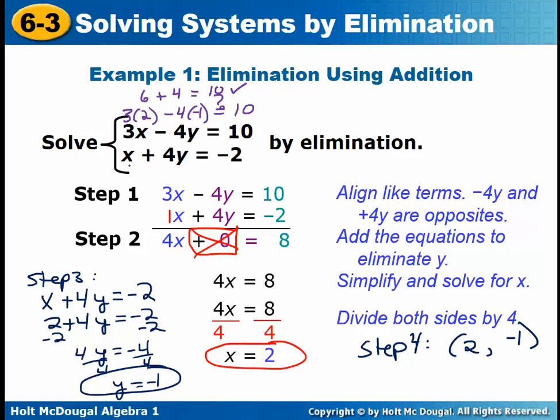But I also have to check it in the second equation, so I put the 2 in for x and the -1 in for y, and I want to see, is this equal to -2? So that's just 2. 4 times -1 is -4, and 2 minus 4 is equal to -2, so it works in the second one as well.